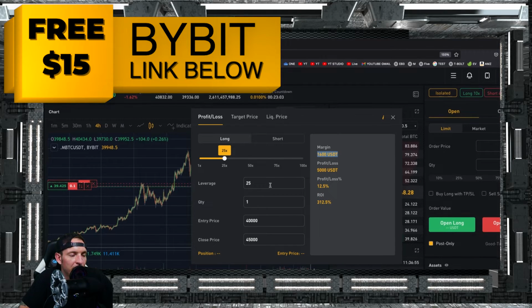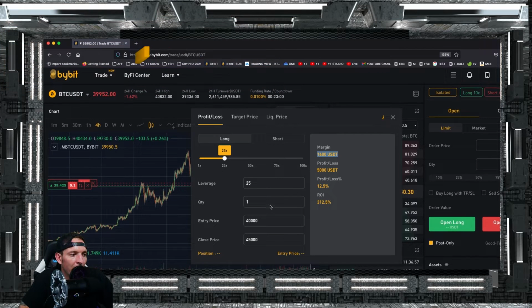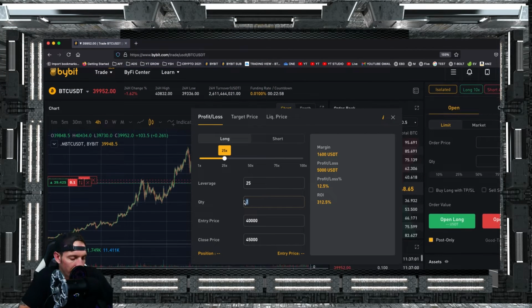So when you add leverage, it reduces your margin. So what I would need to do is buy more of that coin. If I wanted to increase my profit, I would need to buy twice the amount of that coin. So it's not about increasing your leverage. When you increase your leverage, it decreases your margin.